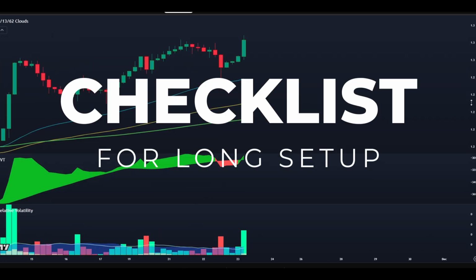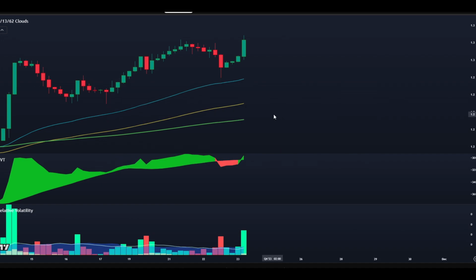Long setup checklist. First, trend. EMA Cloud aligned bullish, 50 on top, 100 middle, 200 bottom, with price trading above the stack. You're with buyers. Second, money flow turn. On PVT, background flips red, green. PVT line crossing up through its SMA 21, showing selling pressure just got overpowered by buying pressure. Third, depth check. During that red-green sequence, price must not touch the blue EMA. We want a trending pullback, not a full mean revert.